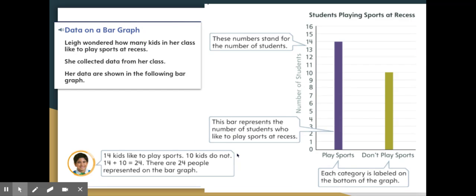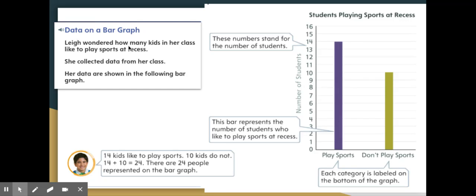So today you're going to be looking at some information on your Pearson. This is what you're going to see. You can listen to it again on Pearson. I'm going to go over it right now, and then you can listen again later on your own. This is called data on a bar graph. Remember, data just means information. Usually it's a lot of information that we want to organize.